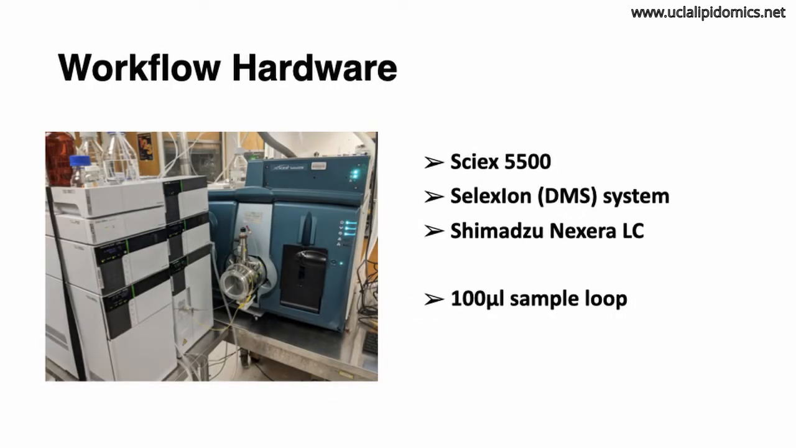The hardware we're using for this walkthrough will be familiar to the Lipidizer community. It's a SCIEX 5500 with a Selexion or DMS and a Shimadzu Nexera LC configured for direct infusion experiments. The only modification we've made from the out-of-the-box Lipidizer setup is the installation of a 100 microliter sample loop. This larger loop will be required for the expanded lipidomics panel we're showing you today.